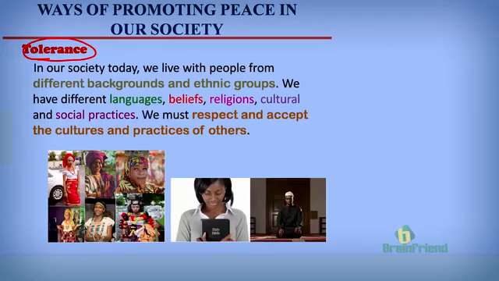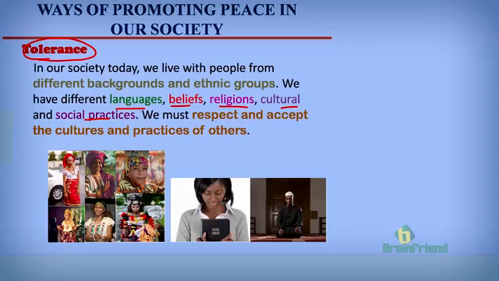Now, like I explained before, we live in a society where we have different people from different backgrounds. We speak different languages. We have different beliefs. We have different religions, cultural and social practices. Now, we must learn to respect and also accept other people, irrespective of where they come from, the language they speak, or the religion that they practice. We need to respect and accept each other.